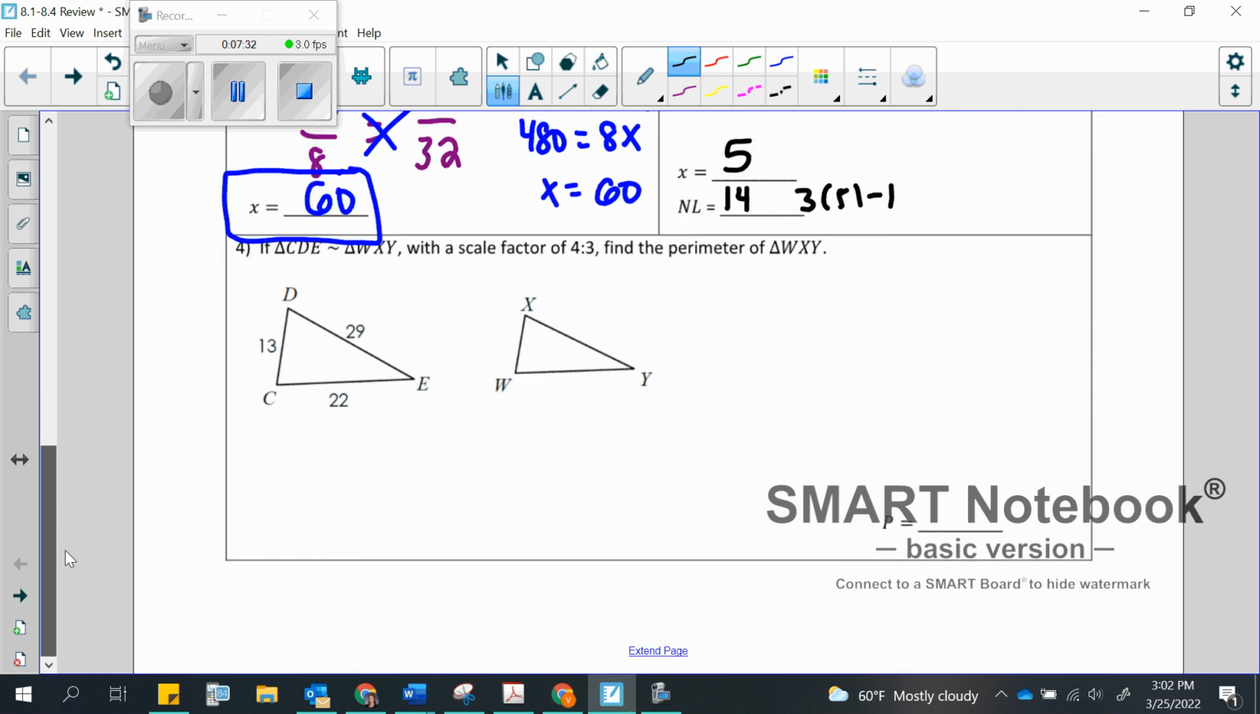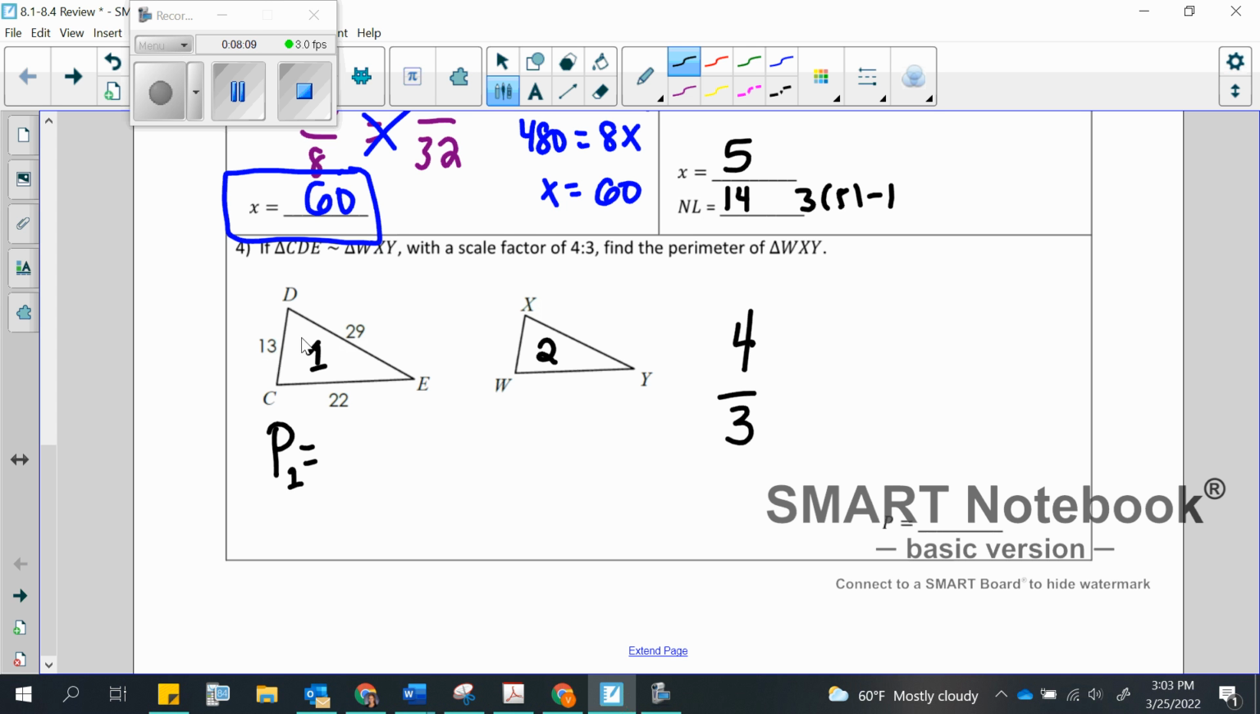Okay, let's continue going downward. So it says if triangle CDE is similar to triangle WXY with a scale factor of 4 to 3, find the perimeter. So remember, when they're giving you a scale factor, it's a reduced ratio, that if I were to divide all the proportional sides, I would get the same thing. So a scale factor of 4 to 3 is really like a scale factor of 4/3. So they want me to find the perimeter of the second figure.